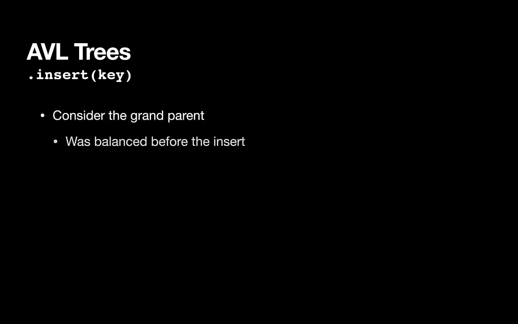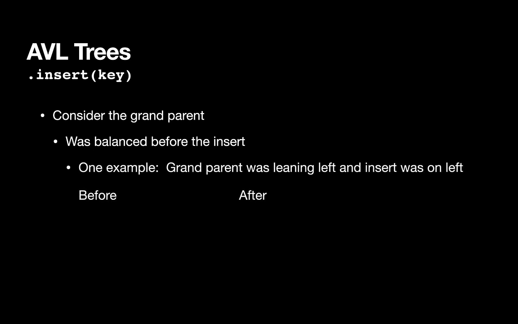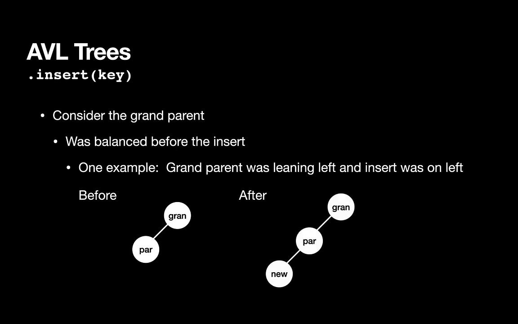Okay, so let's consider what happens even further up the tree at essentially the grandparent. So it was, again, balanced before the insert. So after the insert, it may be leaning to the left and the insert was on the left. So it's possible that we started off with something like this. The grandparent is leaning slightly to the left. And afterwards, it's now doubly leaning to the left. And at this point, we've got a problem.